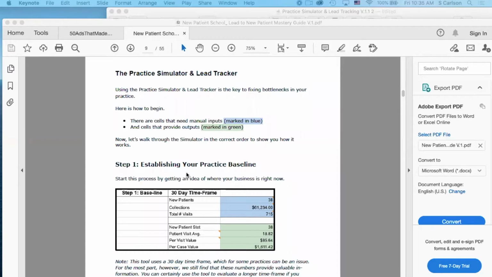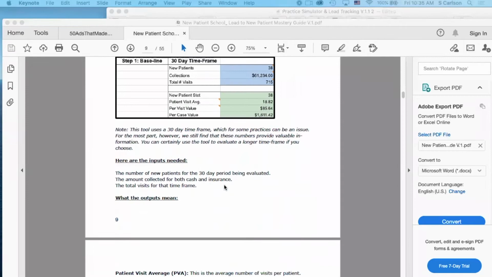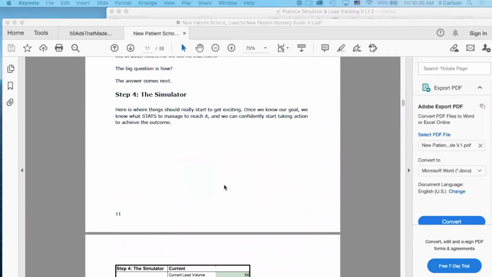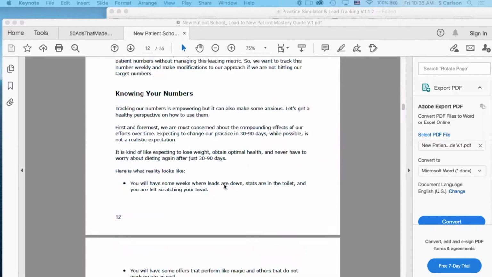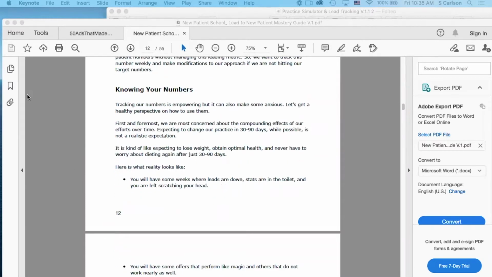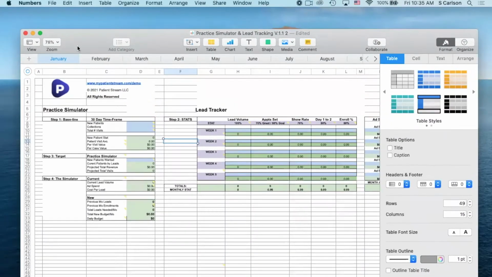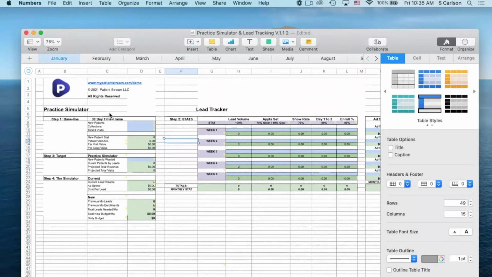This is a good resource for whatever reason. If you need help afterwards, this is step-by-step. Step one, establishing your practice baseline. We're going to do this on the video today, but this will serve you if you have any questions that come up after the fact. You'll be able to come back to this book. You can grab this book at mypatientstream.com/book. Let's go ahead and pull up the practice simulator.